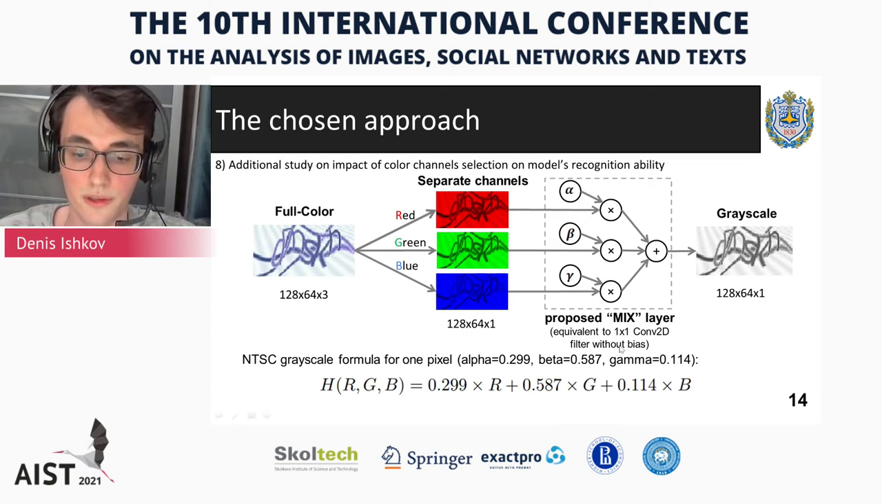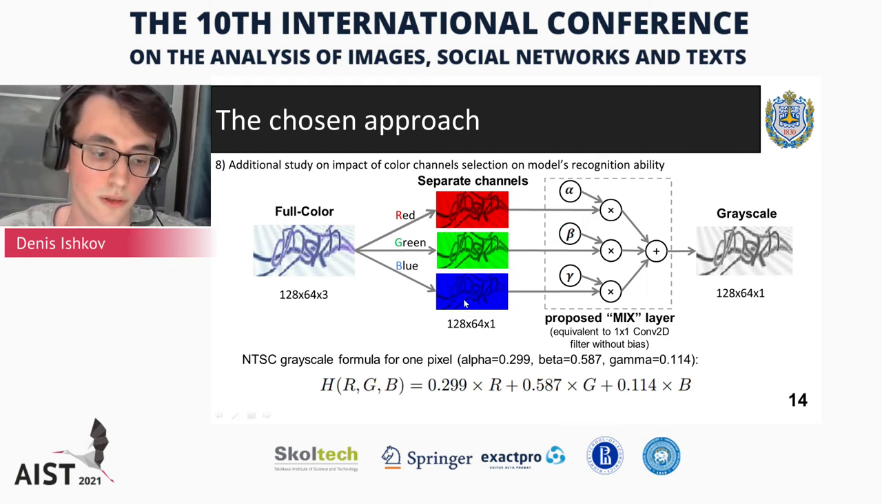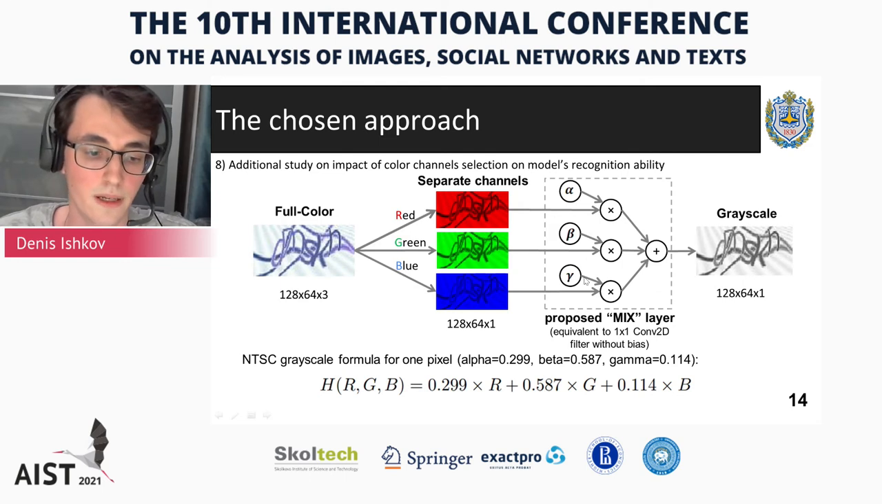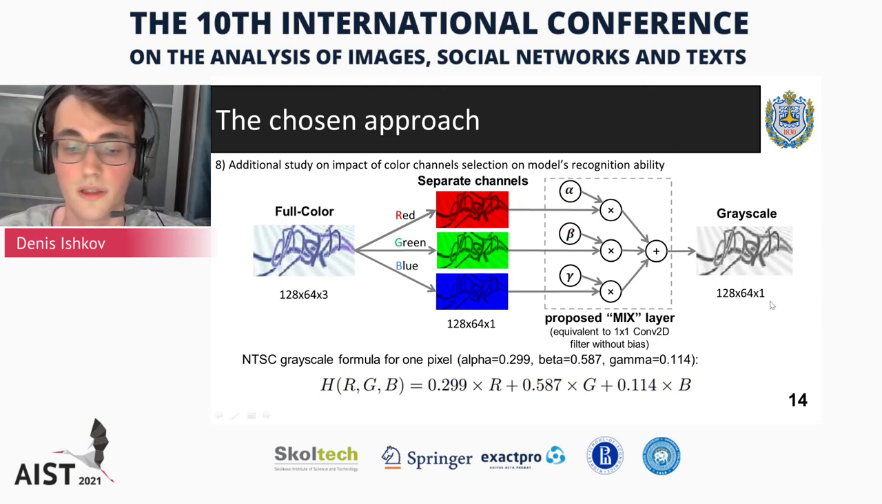To do so, we also train on pairs of channels, for example, on red and blue. Also in our study, we compare obtained results with other color projection methods, like training on per-pixel maximum value among channels, or on NTSC grayscale images. Finally, in order to find the optimal linear combination, we implemented a custom neural network layer with three learnable parameters, as you can see from the slide. The layer receives an RGB image as input and outputs an image with only one color channel.